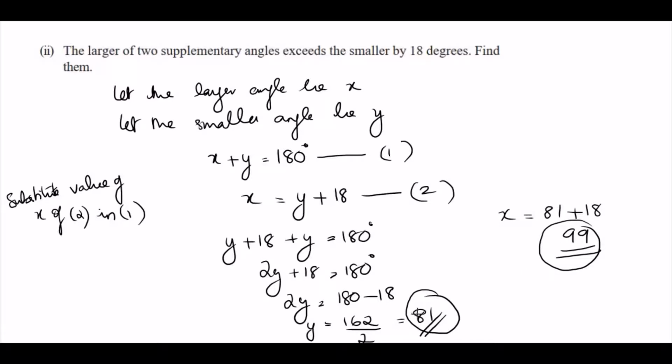Now put these values of x and y in the equations and verify whether your answer is right. 99 plus 81 is 180. So it satisfies the first equation. Now x is equal to y plus 18. So x is 99, which is equal to y, 81, plus 18. So you get 99. That satisfies the second equation. So our answer is: the x value is 99 and the y value is 81.